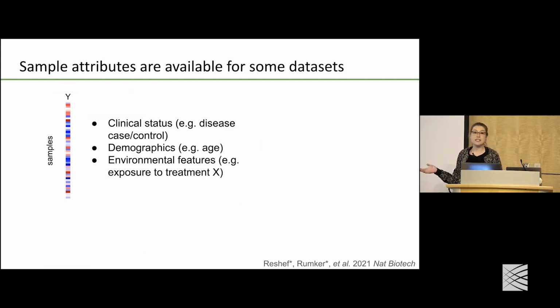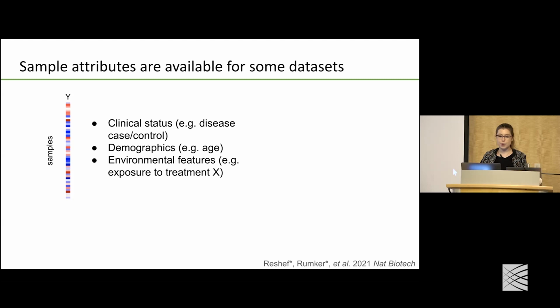In a lot of these data sets, single-cell data sets that are now including multiple samples, we also have some information about the sources of those samples. Could be clinical status, like I've been referencing, disease case control status for some condition of interest. Could also be a continuous value, like a demographic value, what the age of the patient is from which those samples came. Or it could be an environmental feature, like whether or not the source of the sample was exposed to a treatment.